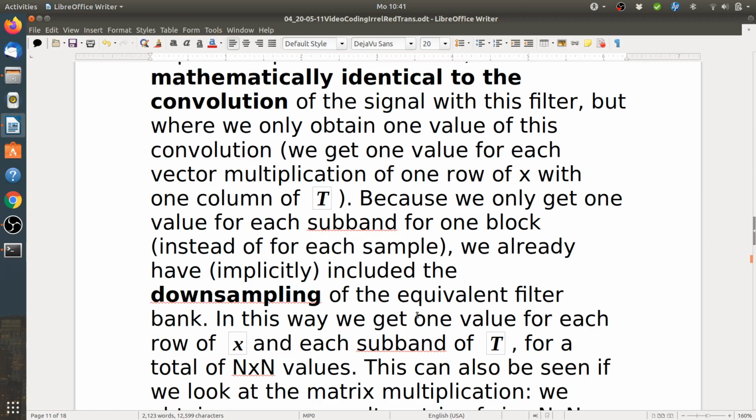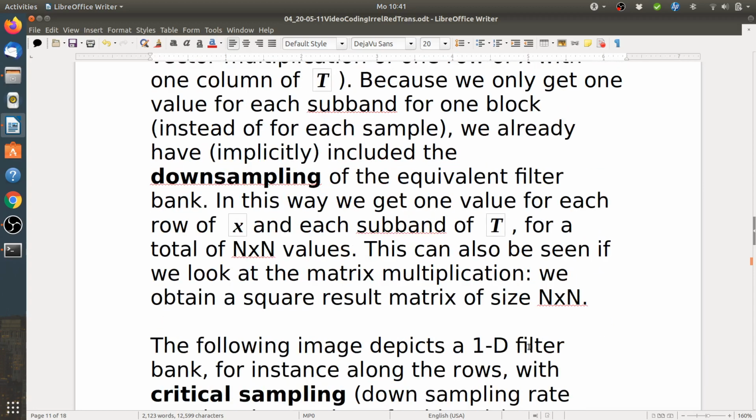Yeah, so in this way we get one value for each row of x and each subband of t for a total of n by n values, because now we have a block of n by n pixels. This can be also seen if you look at the matrix multiplication. We obtain a square result matrix of size n by n. Yeah. So for each block we get n subbands, and if we have an n by n pixel block, then we have n by n subbands.